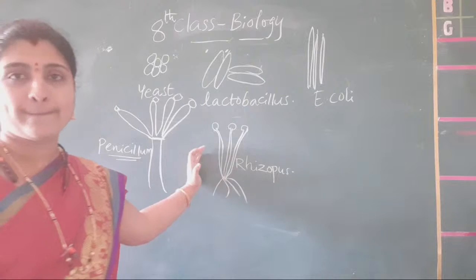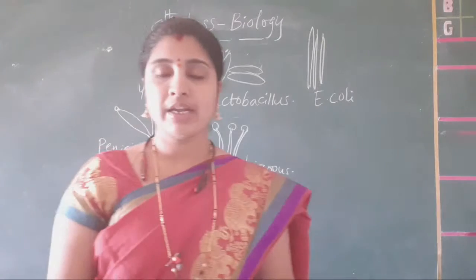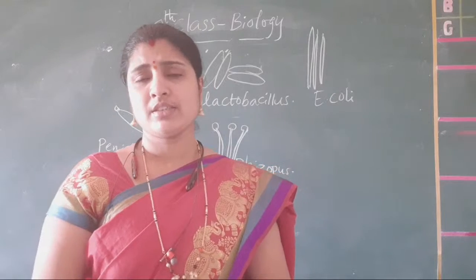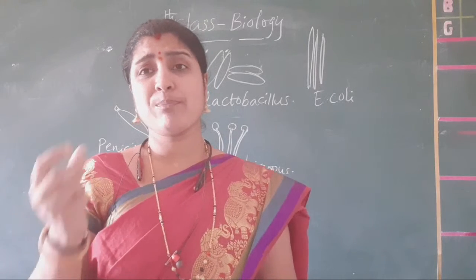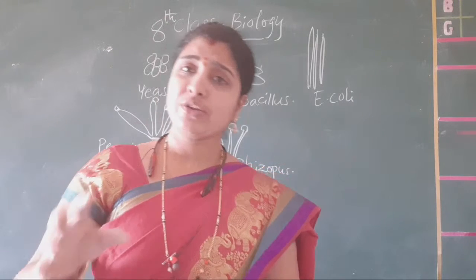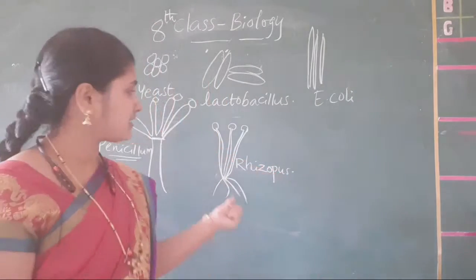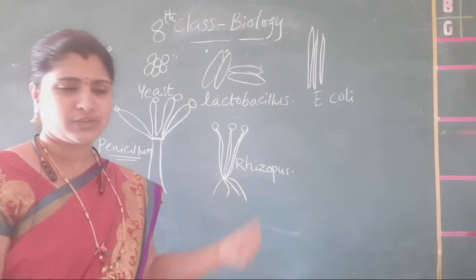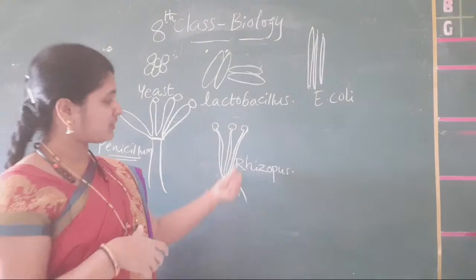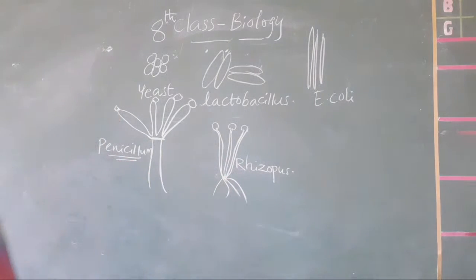Rhizopus is present on the bread. What you should do is take bread, sprinkle some water on it and keep it aside. After one or two days, you will see black colored structures. You can see it on wet coconut and some vegetables also. If you observe clearly, you will see this type of structures.